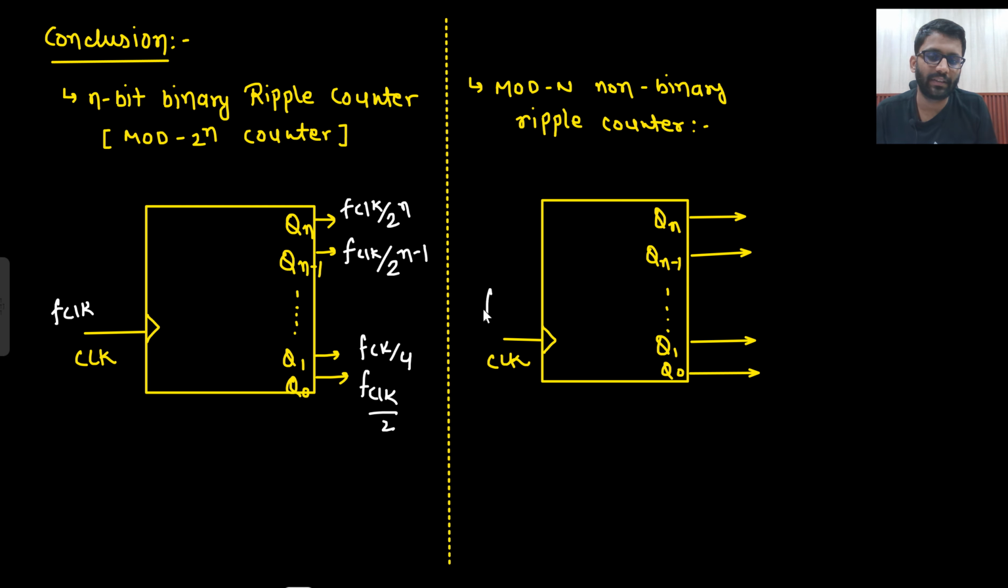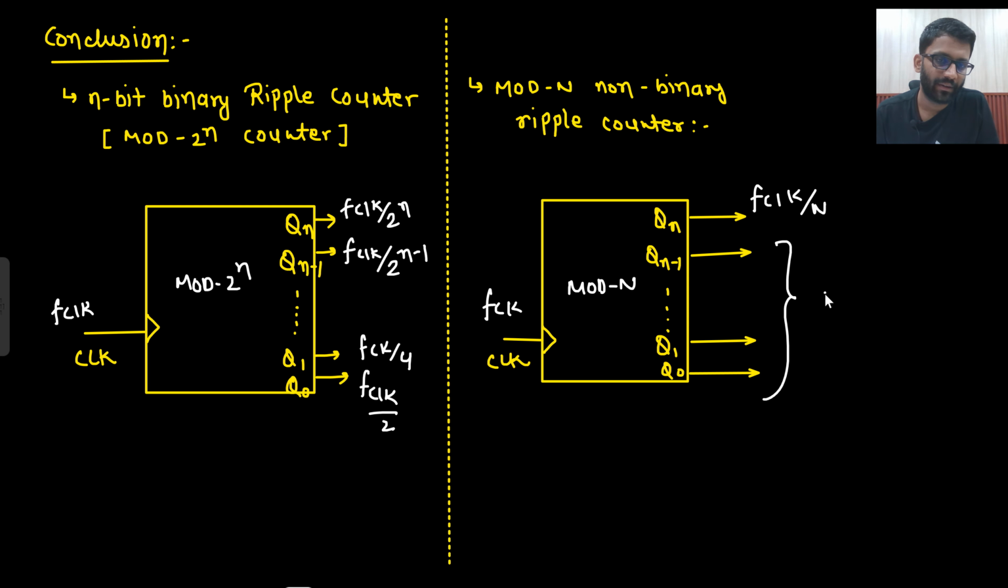Let's see this one. If this is F clock, then certainly for the final one it would be F clock by n, not 2 to the power n. It is a mode n counter, and the others are mode 2 to the power n. So the final one would be F clock by n, but we are not sure about the other outputs, so here I will write: cannot comment. For the final one it is certain that it would be F clock by n only. But for the others, we cannot comment. Are you getting this point?